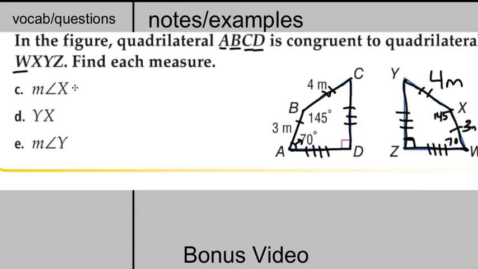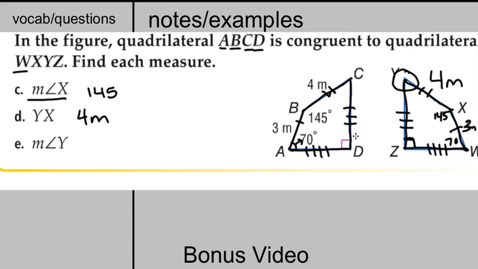So let's go back over here and see what our questions are. Question 1, find the measure of angle X. Angle X is 145 degrees. Find the length of YX. YX, 4 meters. And find the measurement of angle Y. Oh, bummer. There's nothing here. There's got to be a way to figure this out.